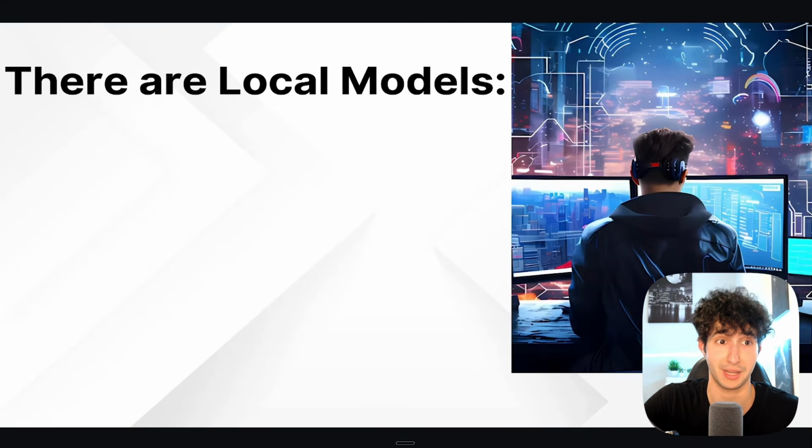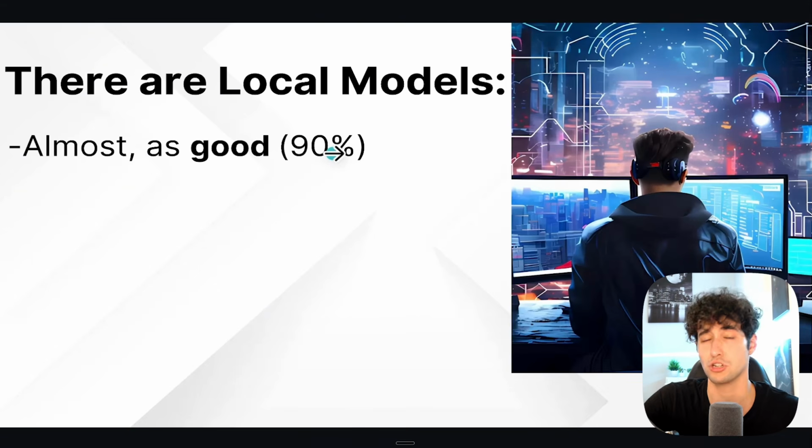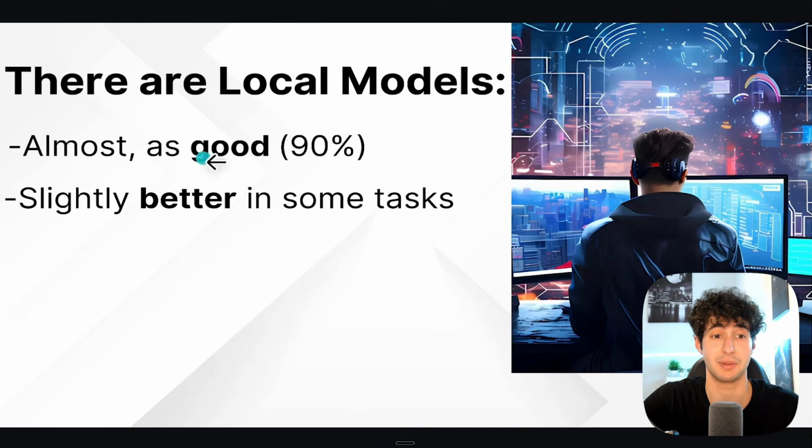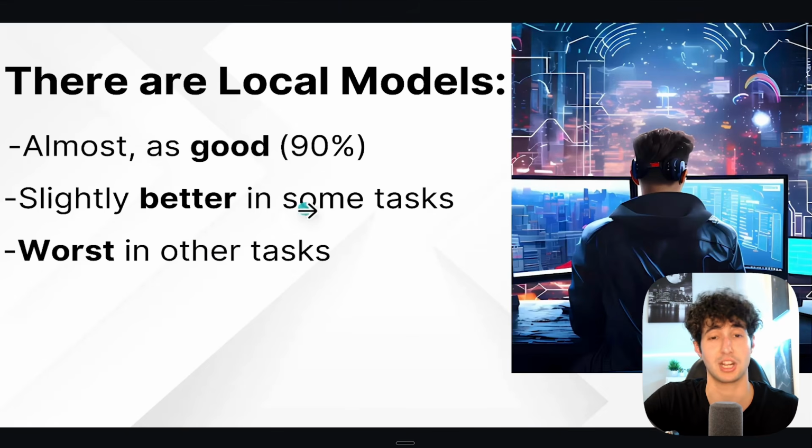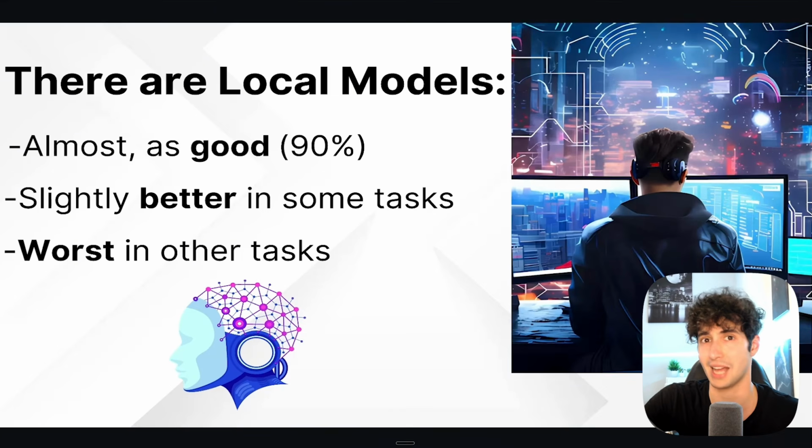But I do want to be realistic. There are local AI models that are almost as good as Opus, and in some tasks they might be slightly better, but there are also local models that are worse than Opus in other tasks, which means that you really need to take your time to select a good local AI model that can also run on your machine.